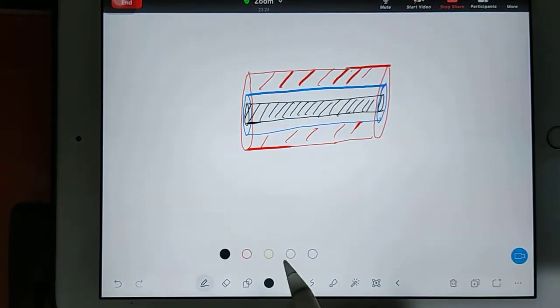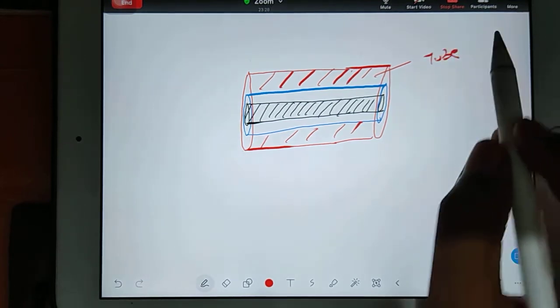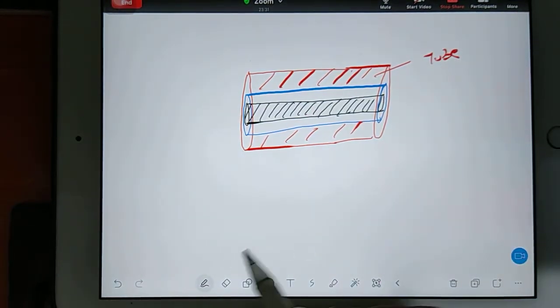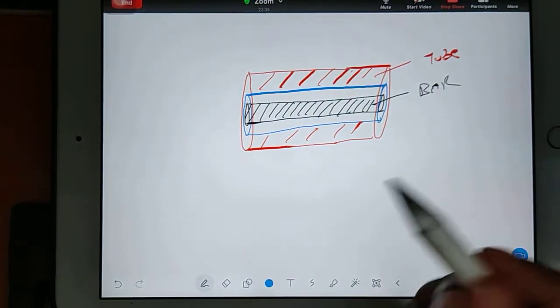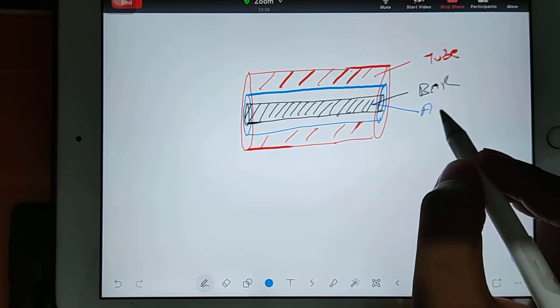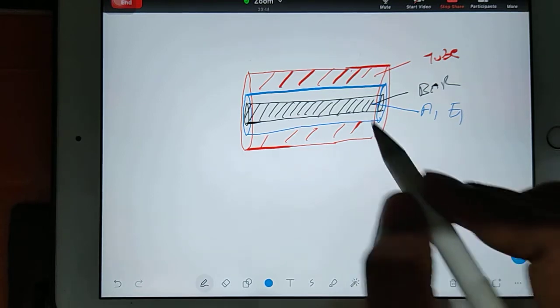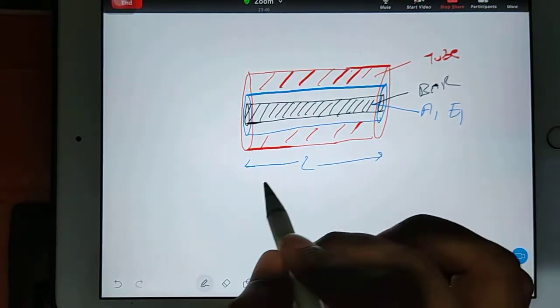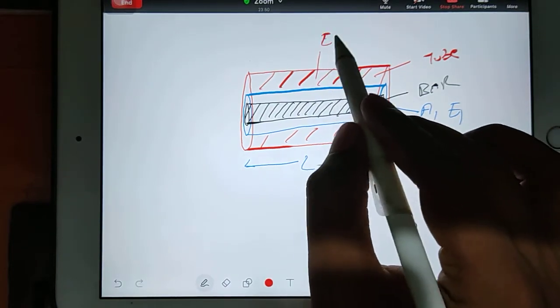Okay, so I am saying this red color you can consider as any tube, and the black color you can consider as any bar, but it does not matter. Tube is also made up of some material, bar is also made up of some material. So you can see cross section area is definitely A1 and E value is E1, and length is same for both. In case of the tube, it is made up of a different material, so you say E2.